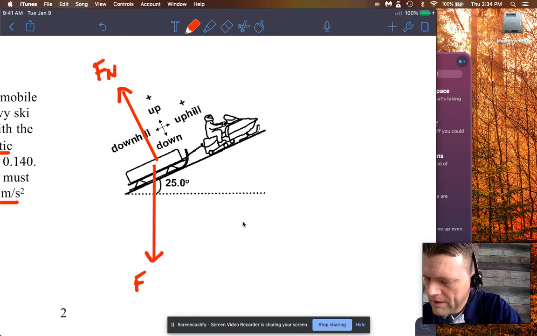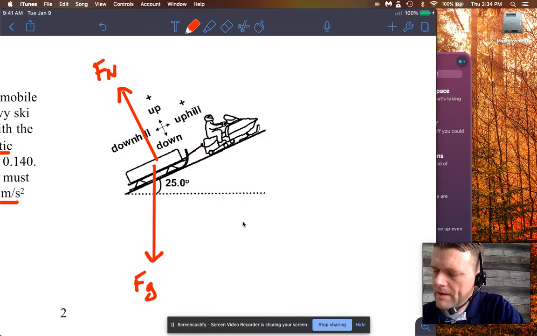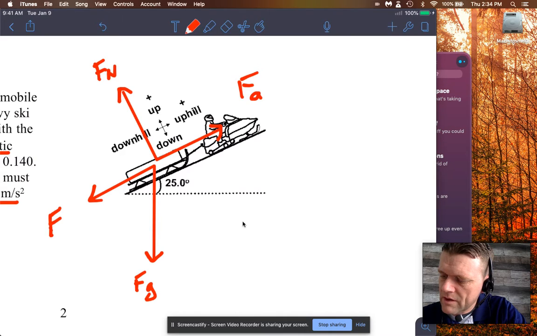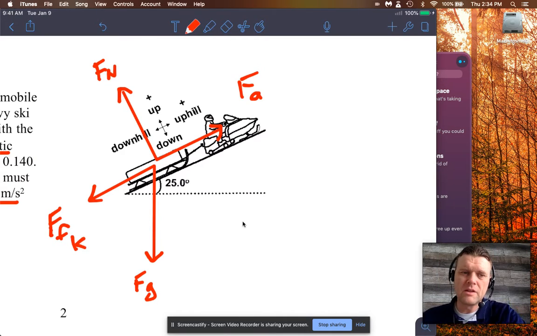Okay, and yes, the snowmobile itself is going to be exerting a force uphill. We'll call that the applied force. Okay, and because it's going uphill, friction will resist that. So friction will be downhill in this case, and that's going to be the force of kinetic friction.